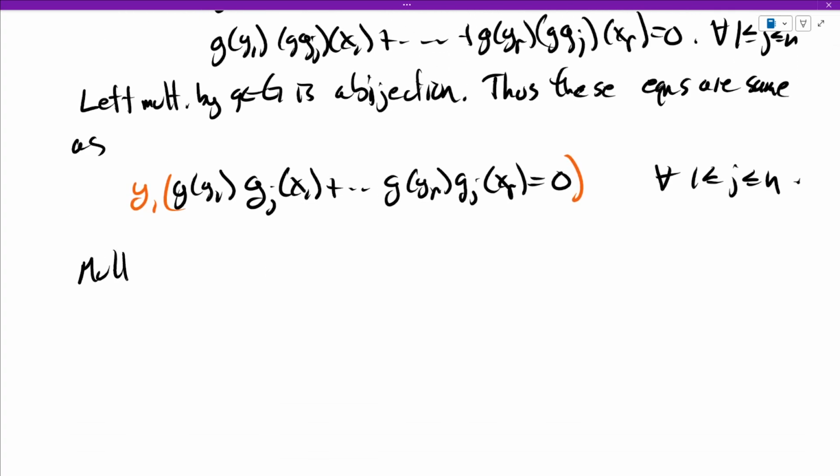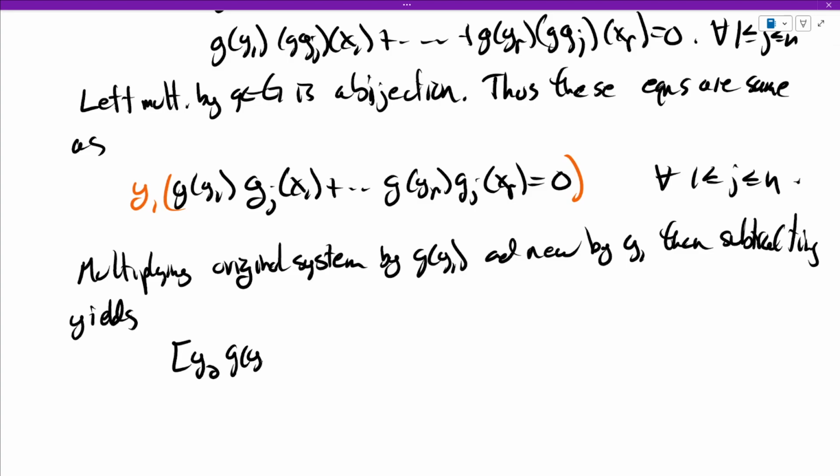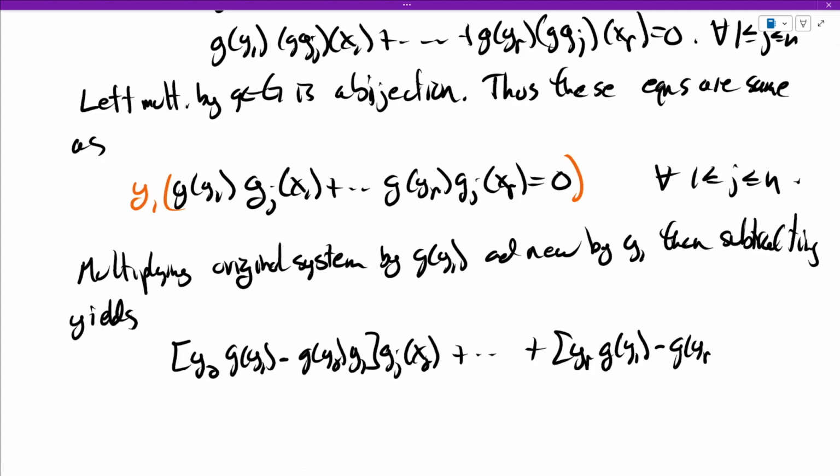So multiplying the original system, sorry, I know this video is getting long. We're almost done. Original system by g of y1 and new by y1, then subtracting yields what? Well, we're only going to get the y2 terms and higher. So we're going to get y2 g of y1 minus g of y2 y1 gj of x2, all the way up to yr g of y1 minus g of yr y1 gr of xr.